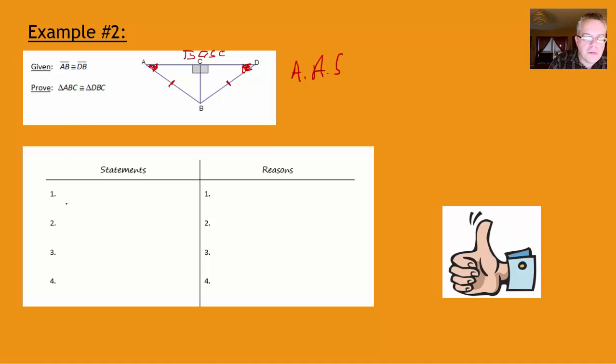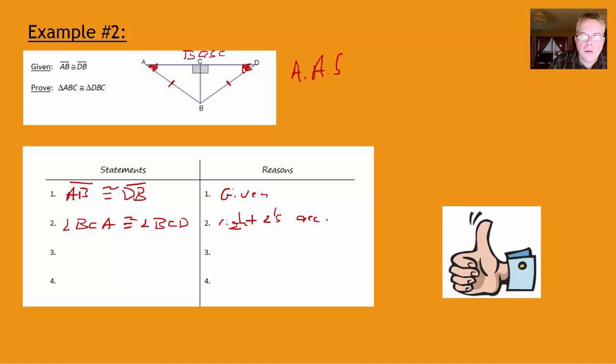Okay, let's start with the givens. AB is congruent to DB. Why? Best reason in the world: they gave it to us. These two right angles are congruent, so we can say angle BCA is congruent to angle BCD. Why? Right angles congruent. Last thing, angle A is congruent to angle D.